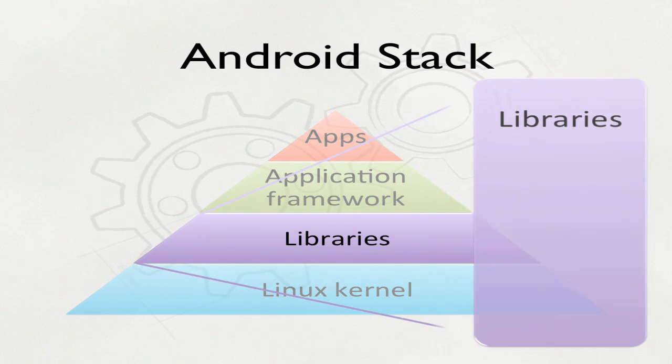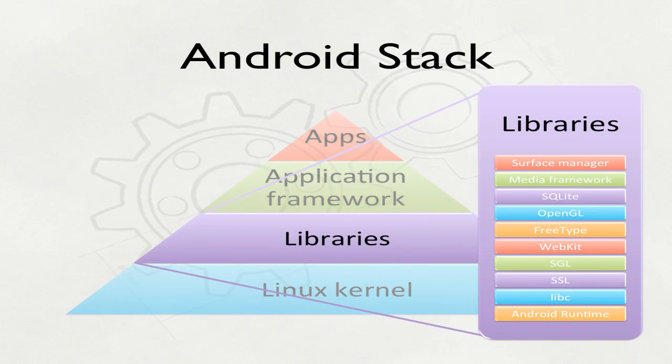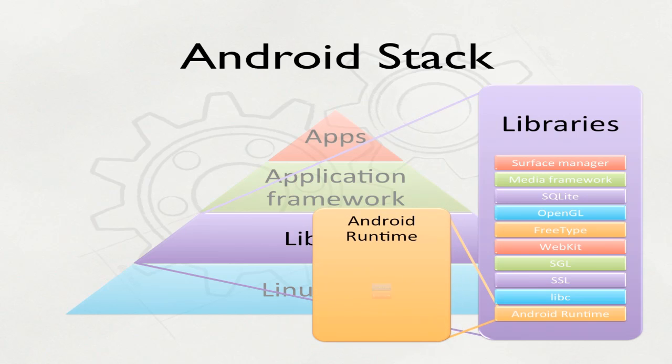Now, the libraries are a little bit lower level. This is where you get access to OpenGL, SQLite, and stuff like that. Also, you'll notice down at the bottom there is the Android runtime. The Android runtime is made up of the core libraries as well as the Dalvik virtual machine. This is where it lives in the stack, down in the libraries layer.